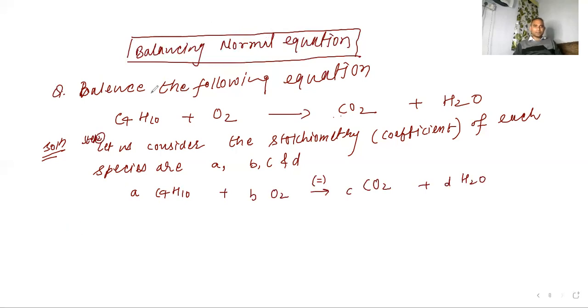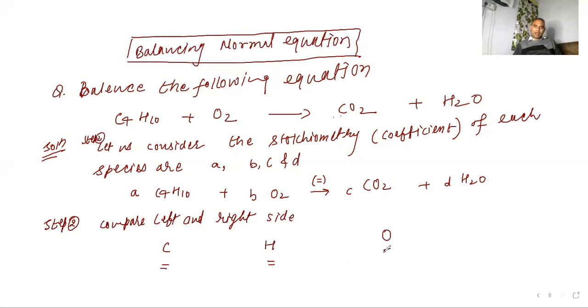So here I am writing step two. Step two is to compare left and right side. One question it will be tough for you, the first question. After that you will be very used to left and right side. So you need to calculate for everyone. Suppose what elements are there. Firstly we have carbon, then hydrogen, then oxygen. Below the carbon we put equal to, below the hydrogen we put equal to, and oxygen also.